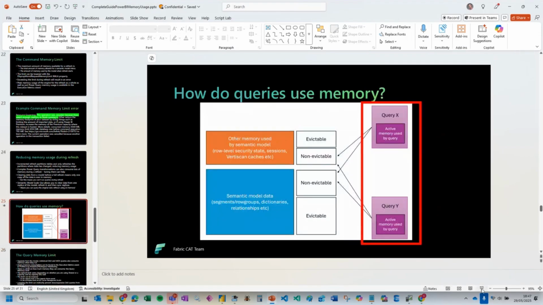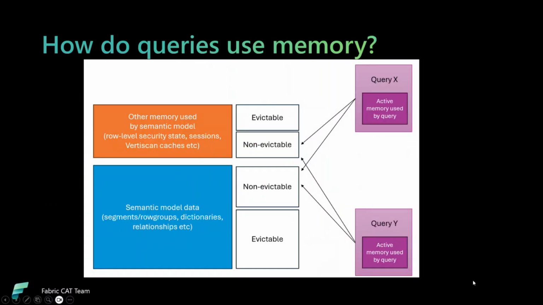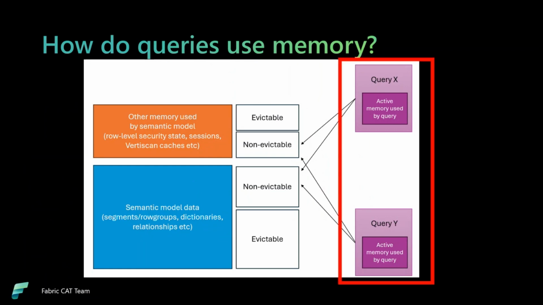Okay. Last thing to talk about. We talked about how models use memory. We also need to bear in mind that queries use their own memory. So queries will read data from the model, but they will read compressed data, and they might need to decompress that in their own little memory space. And then they might need to do other stuff. They might do complicated calculations and all kinds of things. And that in itself uses memory.